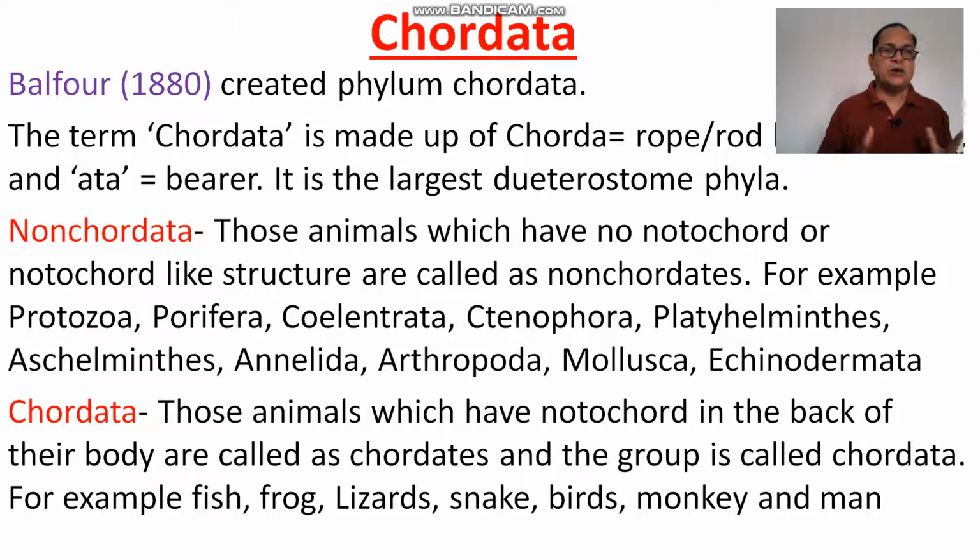In other words, the non-chordates are those animals in which notochord or notochord-like structure is absent. For example, Protozoa, Porifera, Coelenterata, Ctenophora, Platyhelminthes, Aschelminthes, Annelida, Arthropoda, Mollusca and Echinodermata are non-chordates. Chordata are those animals which have notochord on their backside, and the group is called chordata. For example, fish, frog, lizard, snake, birds, monkey, man, etc.